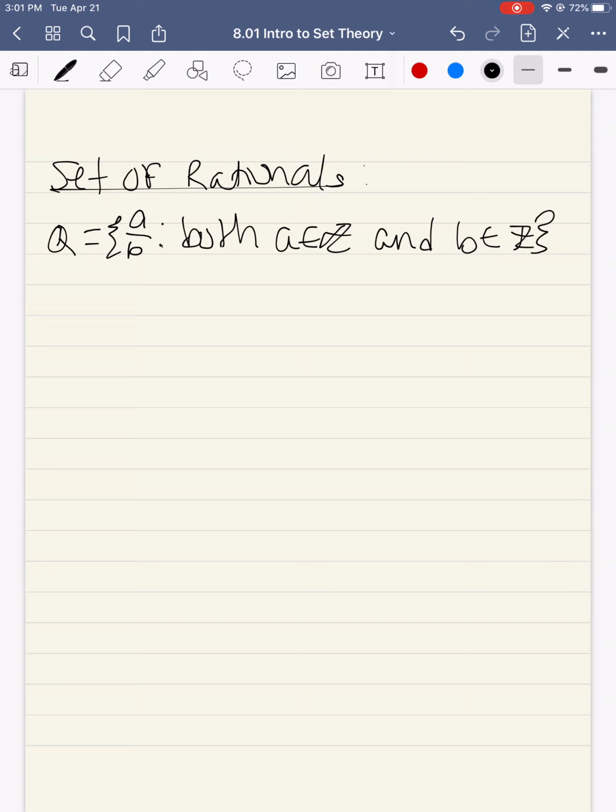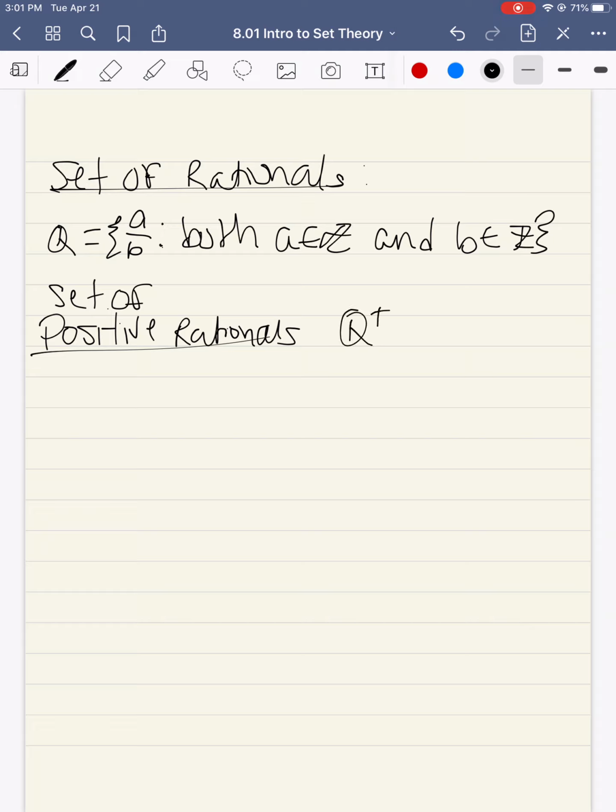So the set of rationals is described as Q. If I want to say simply just the positive rationals, the set of positive rationals, we would say that this is Q plus, and we would define that as a over b, where a is a member of Z plus and b is a member of Z plus. So both a and b are positive integers.